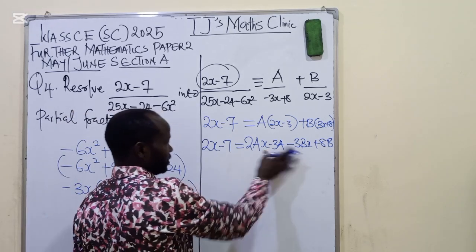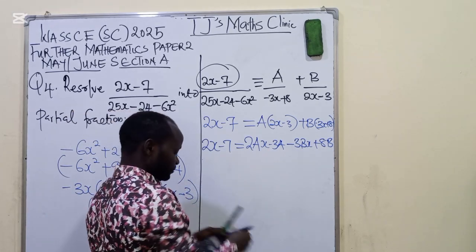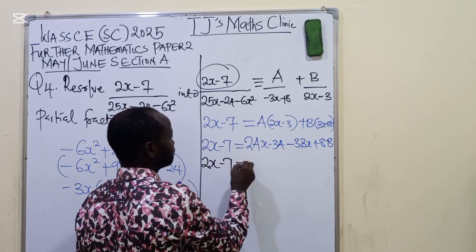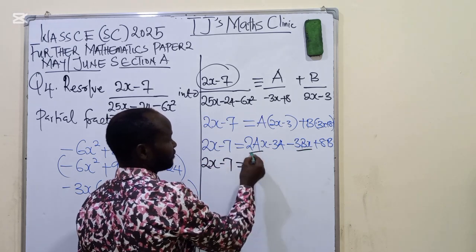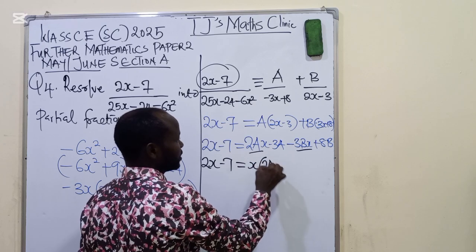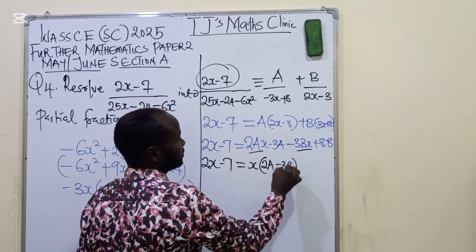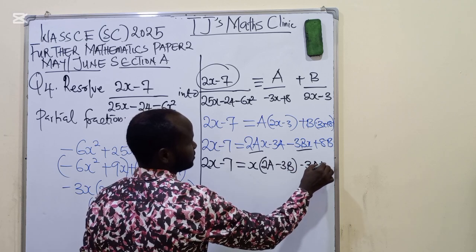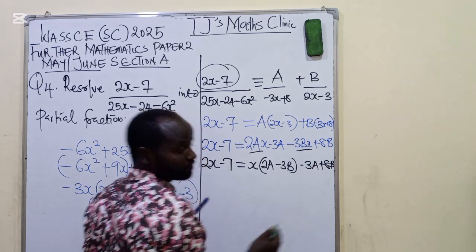Let's rearrange those with x. This will now be 2x minus 7 equals, we have this, they are having x. Let's factor the x out: 2a minus 3b. Then we have the constant as minus 3a plus 8b.